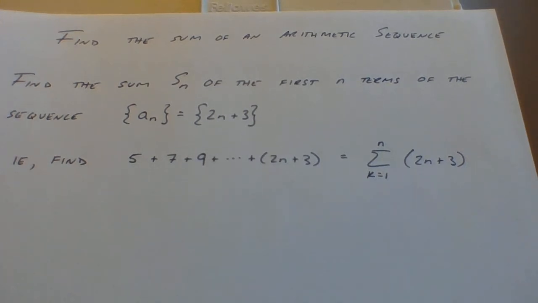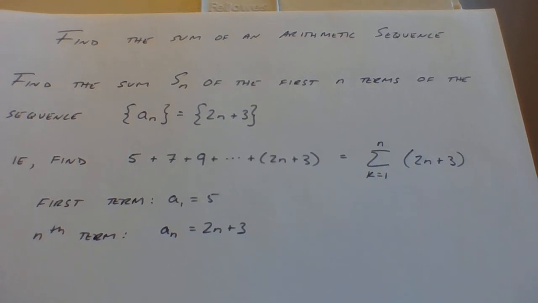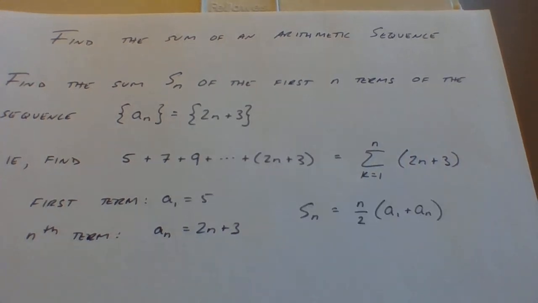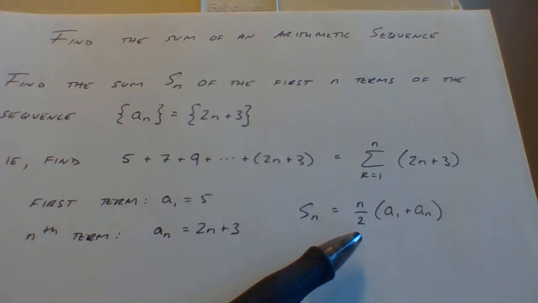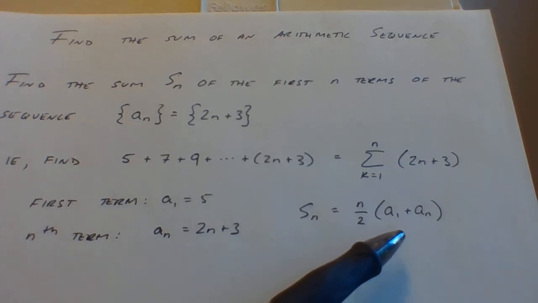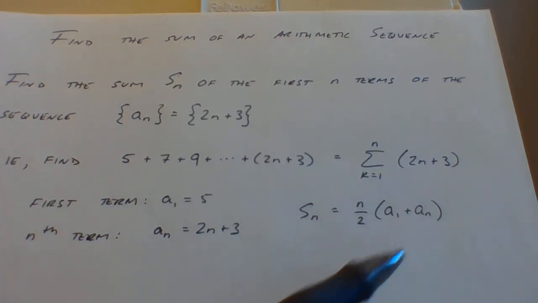When we're looking to find the sum, S sub n, for this sequence, we're going to need a couple pieces of information. We're going to need our first term, which in this case is a 5, and we're going to need our nth term, which in this case is 2n plus 3. Once we have those identified, we can go ahead to our formula in order to find the sum. The formula we're going to be working with is S sub n, that's going to represent our sum. We have n divided by 2, and we're going to multiply that by the sum of our first term and our last term.